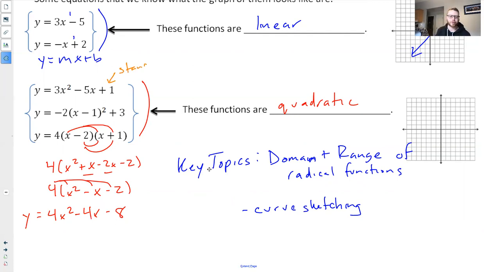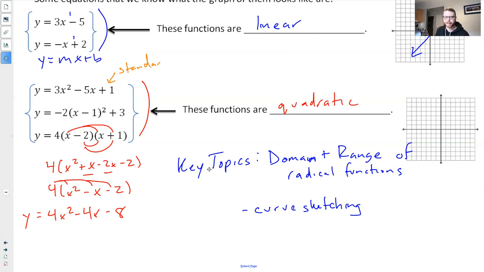ax squared plus bx plus c will be standard form. Negative 2 bracket x minus 1 squared plus 3 is in vertex form, where the negative 1 will be the x component of the vertex, and the 3 will be the y component.